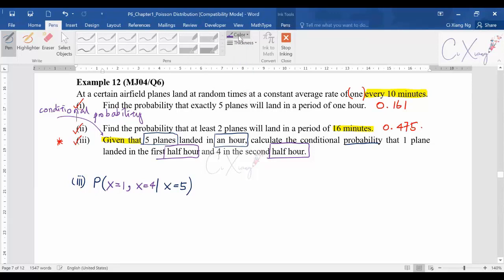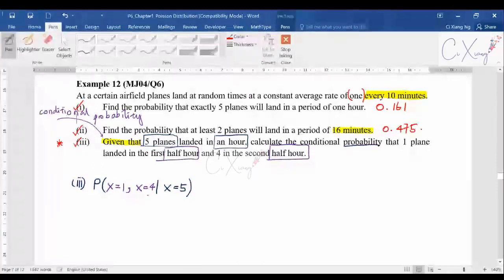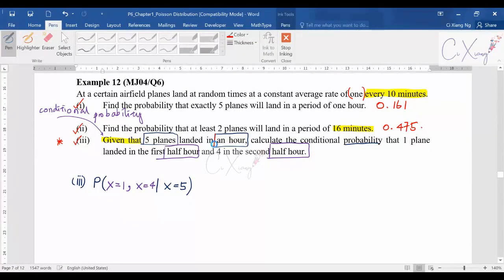Before we continue to get the answer, since we already know that our intervals in this question are an hour and half an hour, I would like you to write out the mean for these two parts first. So what is the mean here? Maybe I use dark blue again for the 1 hour one. What is the lambda for 1 hour? Just now you had 1 for 10 minutes. Now you have 1 hour, which is 60 minutes, so you multiply 1 by 6. So the mean is 6 for 1 hour.